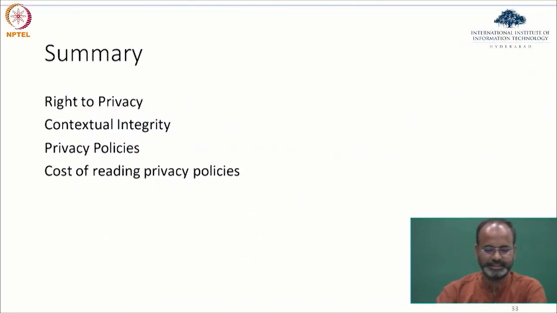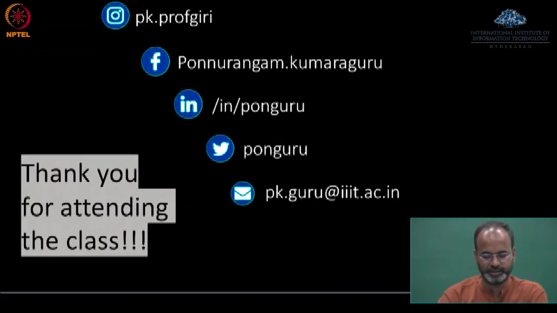Okay, so that's the end of week 2. So what have we done? We did rights to privacy, which is more the definitions of privacy, understanding what privacy is all about, contextual integrity, privacy policies, and the cost of reading privacy policies. So this is the summary of week 2. Right to privacy, contextual integrity, privacy policies, and cost of reading privacy policies. So that's the end of week 2.